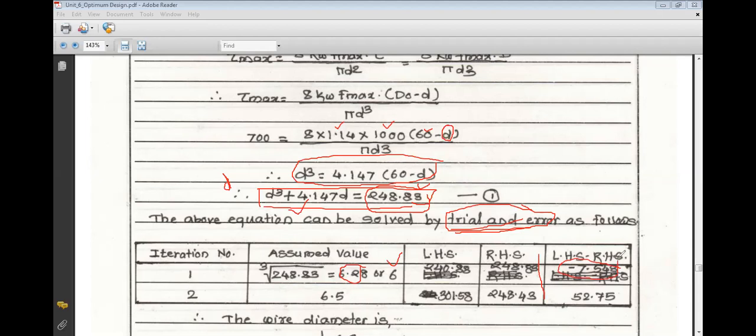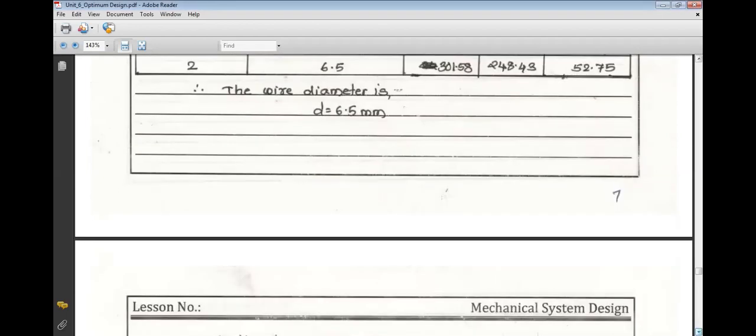Now for designing, there should be a safety margin, so we cannot take the value of diameter as 6. The next standard diameter is 6.5. If we put the diameter as 6.5, the LHS becomes 301.58 and the RHS is 248.83, so the difference becomes 52.75. So we have selected the wire diameter as 6.5 by the trial and error method.